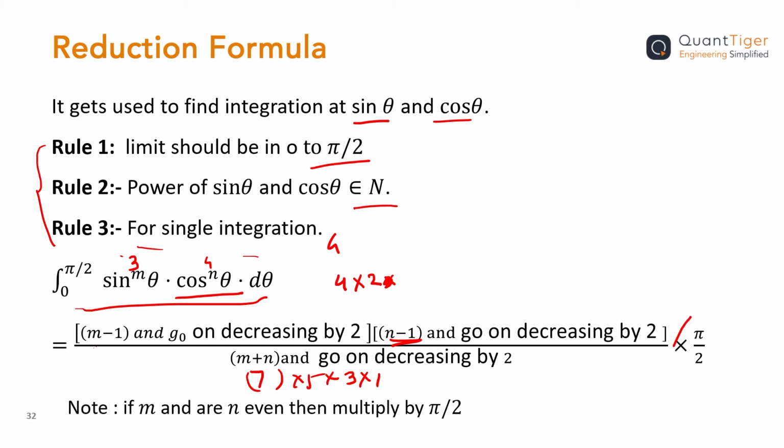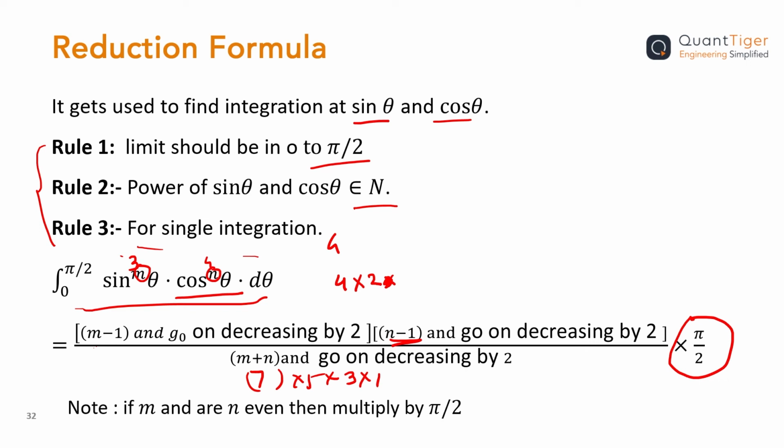And one more thing is important here, this pi by 2. Only if this m and n, these powers of sine and cos, are even, then only I will multiply it by pi by 2, else I will not multiply it. So that's how the reduction formula gets implemented, and it makes integration much easier, especially when the powers and the functions are given in the power format.